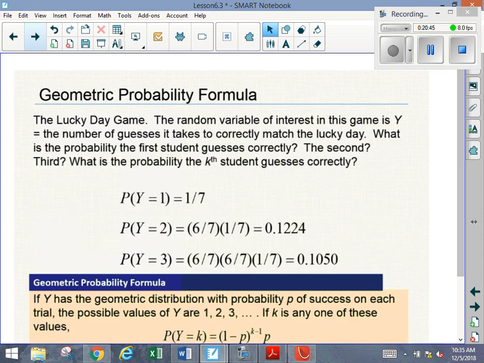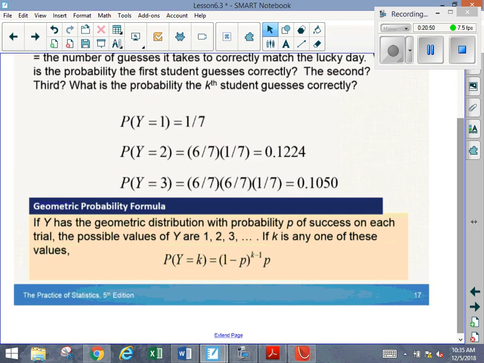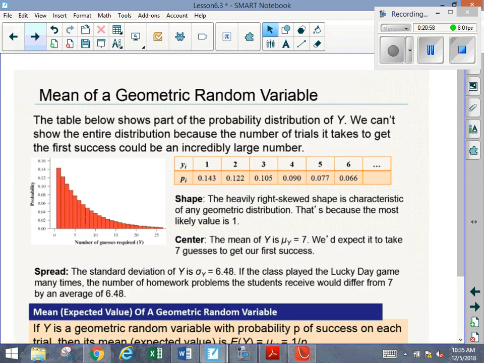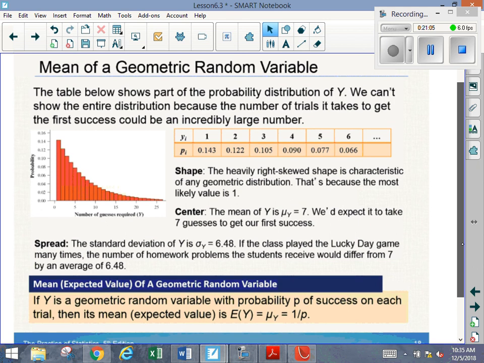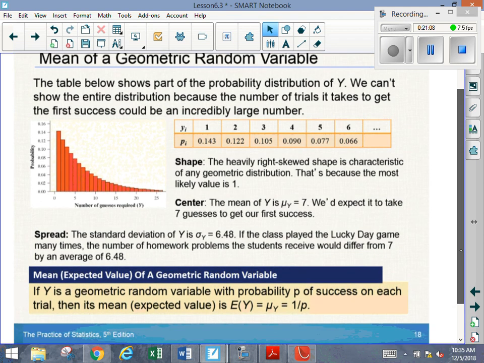This is what the formula looks like. You really don't need to know it. There's no reason for you to know. I'll show you how to do it using your calculator. This is what a geometric probability distribution looks like. You also don't need to know the mean or the expected value of it. None of that. All of this is extra stuff, so don't worry.